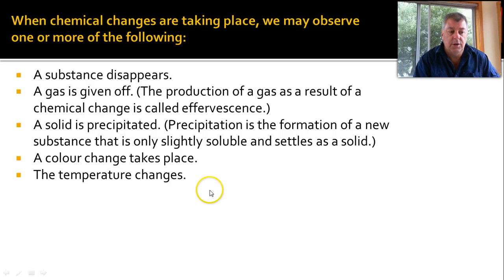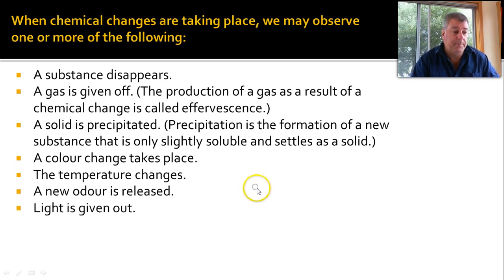A temperature change occurs. Sometimes when we're doing chemical reactions, you should gently touch the test tube to your hand, and you might find that some of the reactions produce heat. Other reactions make the test tube cold, and that's what chemists call exothermic or endothermic, but we don't need to know that. You'll learn that in Year 12 chemistry if you do it. A new odour is released, so you get a smell that wasn't there before.